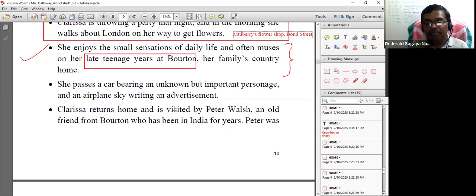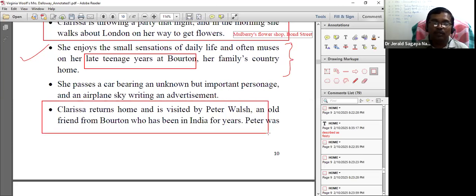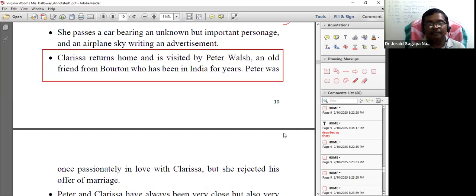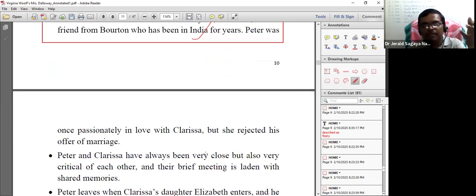Mulberry flower shop. And when coming from the flower shop she happens to meet her friend. Peter was an old friend from Bourton, and we come to know that he was the one who proposed marriage to Clarissa, but she rejected it. So he was heartbroken. He moved away to India for several years, and now he is back. So when she meets Peter, she gets into flashback again.